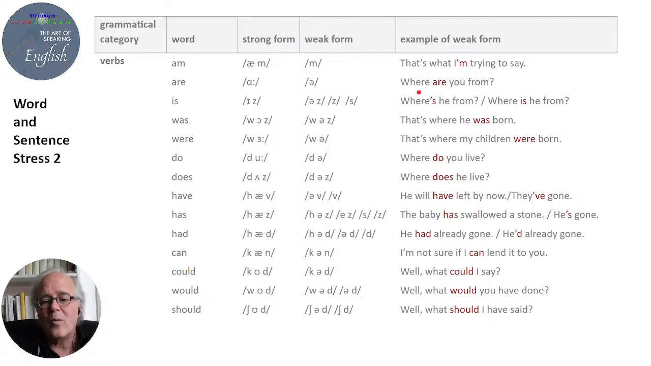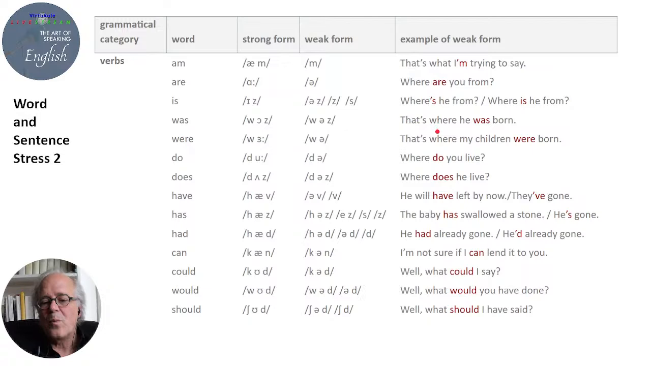Are, where are you from? Where are you from? The weak form. Where's he from? Where is he from? So is, the usual is, gets shortened to is or z or sometimes s. Where's he from? Where's he? S. You get a s sound.